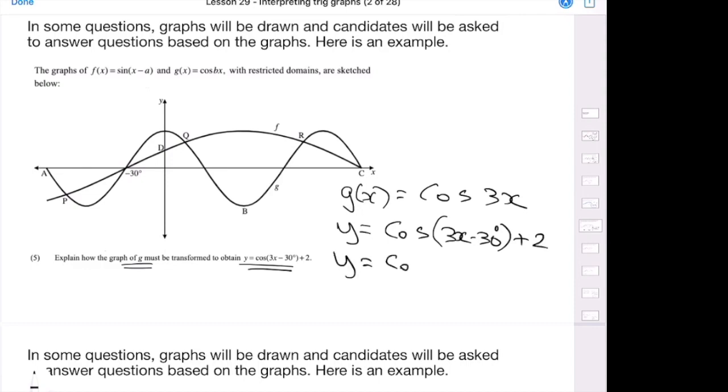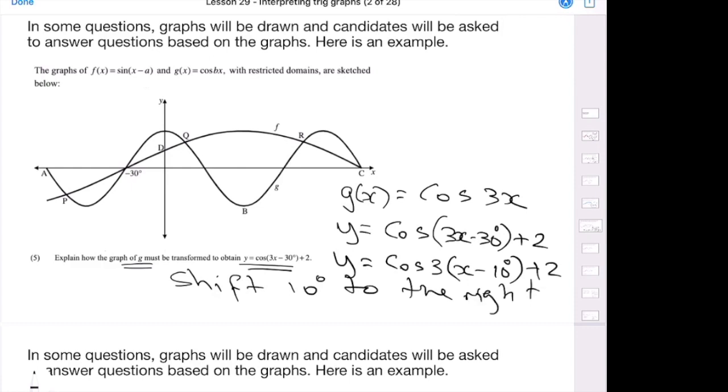Right, what you need to do here is to factorize the 3. You see 3 is common, so take it outside the bracket there, and you'll get x minus 10 degrees inside, plus 2. Now x minus 10, there's a minus there. That tells us that the graph of cosine of 3x should be shifted 10 units to the right. So to describe the transformation that took place here, this should be a shift 10 degrees to the right. The plus 2 is also a shift 2 units up.